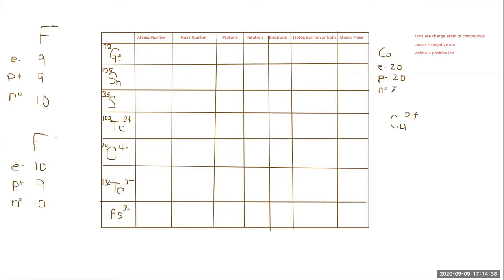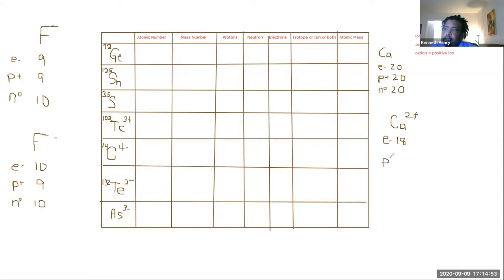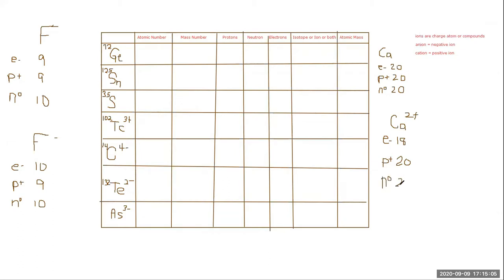Okay. So calcium 2 plus now has 18 electrons. Same number of protons as it normally has, and same number of neutrons that it normally has. Okay, so the reason why it has a positive charge is because you have neutrons and protons left. How many protons are going to be totally balanced if there's 18 negative electrons? Two.